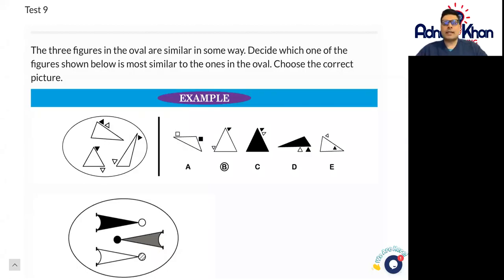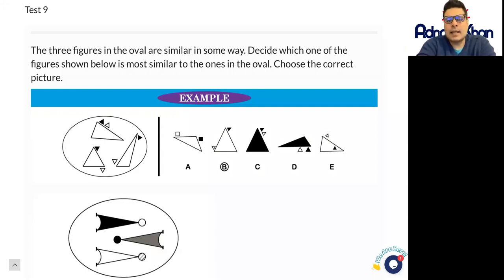So let's have a look at the example question first of all. The three figures in the oval are similar in some way. Decide which one of the figures shown below is most similar to the ones in the oval and then choose a correct picture. Let's have a look at the example first of all.